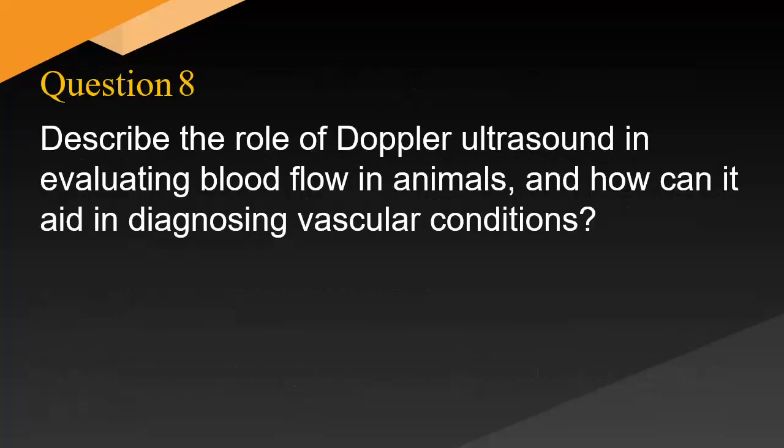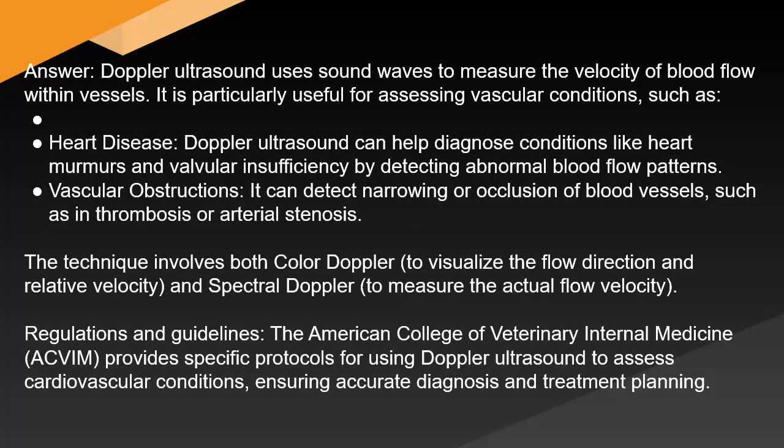Describe the role of Doppler ultrasound in evaluating blood flow in animals, and how can it aid in diagnosing vascular conditions? Answer: Doppler ultrasound uses sound waves to measure the velocity of blood flow within vessels. It is particularly useful for assessing vascular conditions such as heart disease. Doppler ultrasound can help diagnose conditions like heart murmurs and valvular insufficiency by detecting abnormal blood flow patterns. Vascular obstructions: it can detect narrowing or occlusion of blood vessels, such as in thrombosis or arterial stenosis.